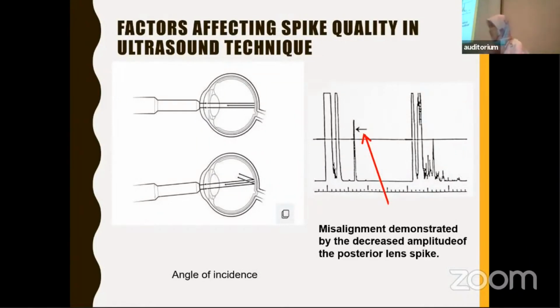Here, this picture does show how the angle of incident affects the echo spike. As you can see here, misalignment is demonstrated by the decreased amplitude of the posterior lens spike here. If the angle of incident is off, the spike will not rise if we are off axis, the visual axis. Yeah?